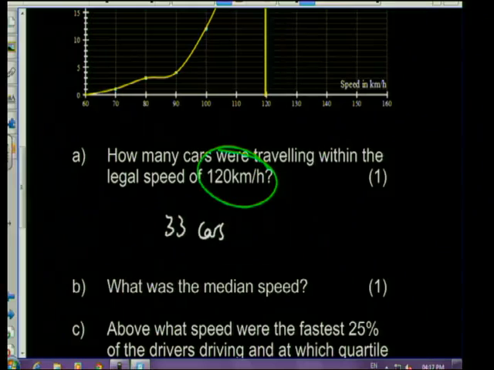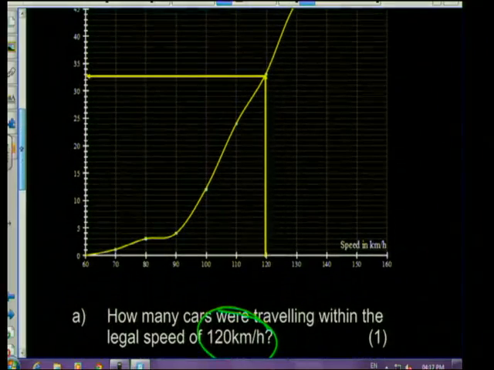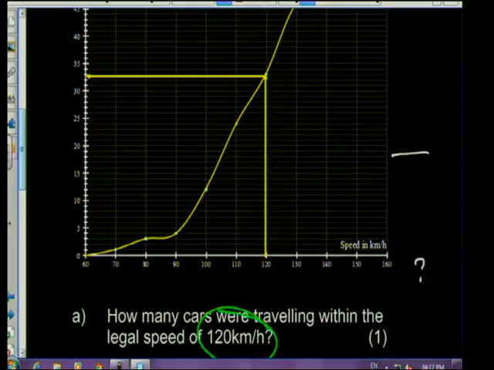Then it says, what was the median speed? So now I'm going to read off my graph again. If I'm trying to find out what a speed is, it means I've got to read from the Y to come back down to the X. So the median speed, if I've got 55 cars, I'm going to try and find out roughly where I'm going to read off.